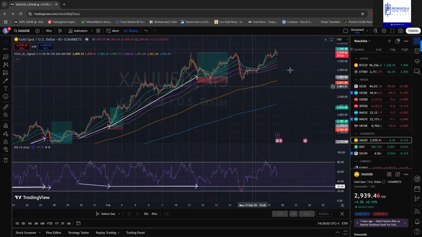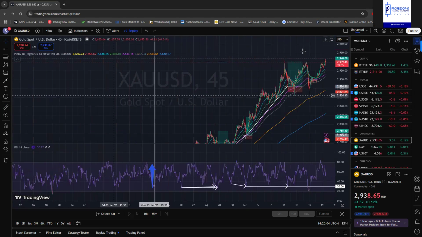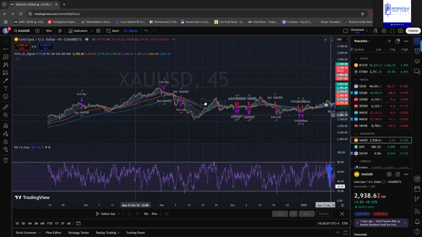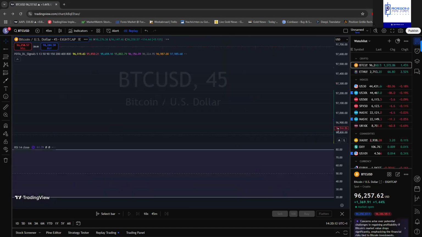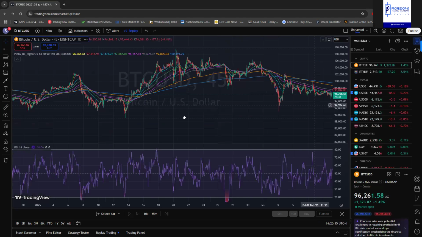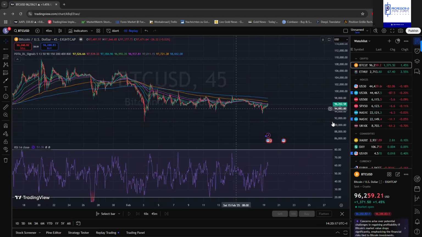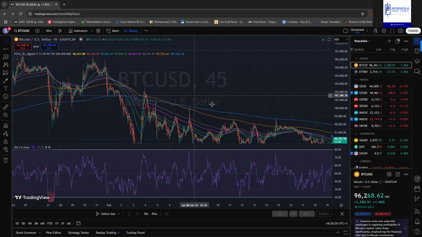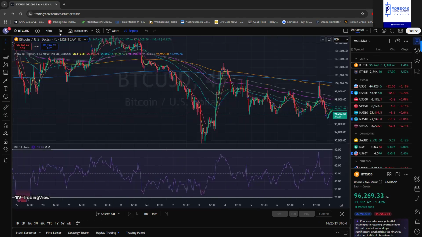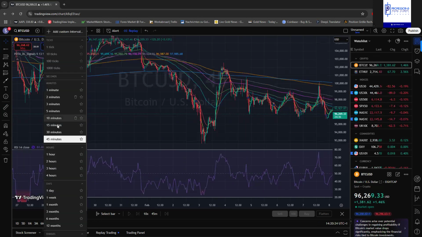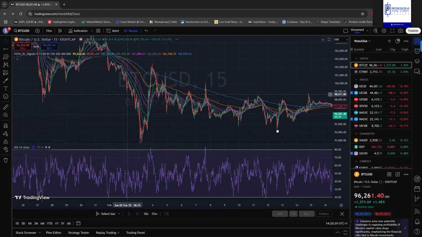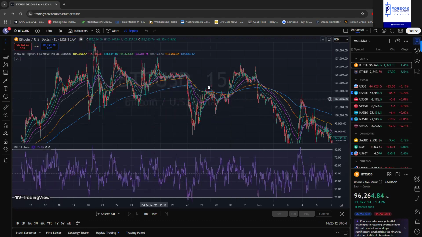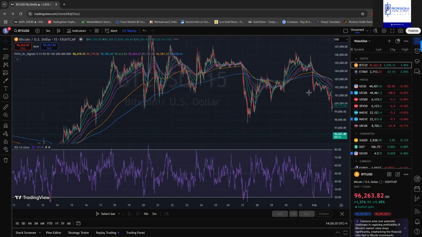Now, let us look for a beautiful sell. Gold selling. What has been actually down these days? Let's go on Bitcoin, maybe. Maybe on Bitcoin, what has been losing its momentum. Let's go on smaller time frames, maybe. Right, this is the bad one. Just give me a second.